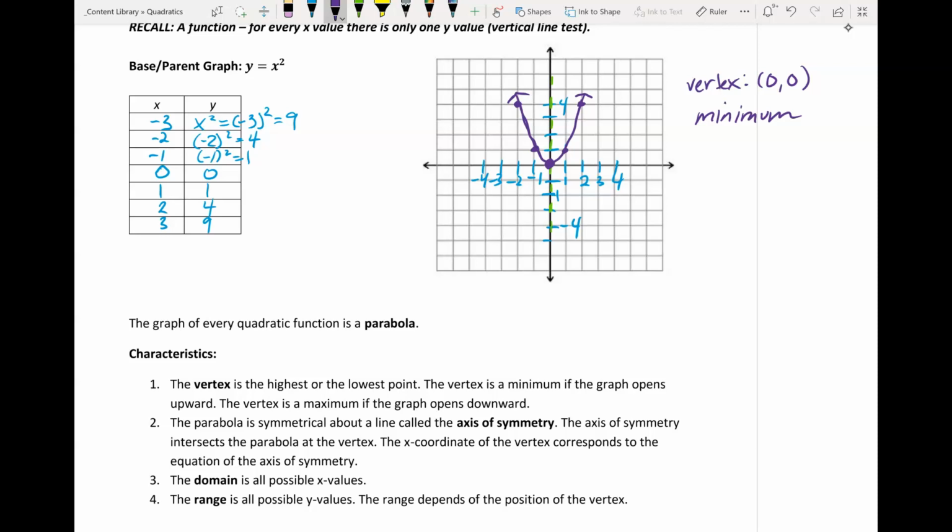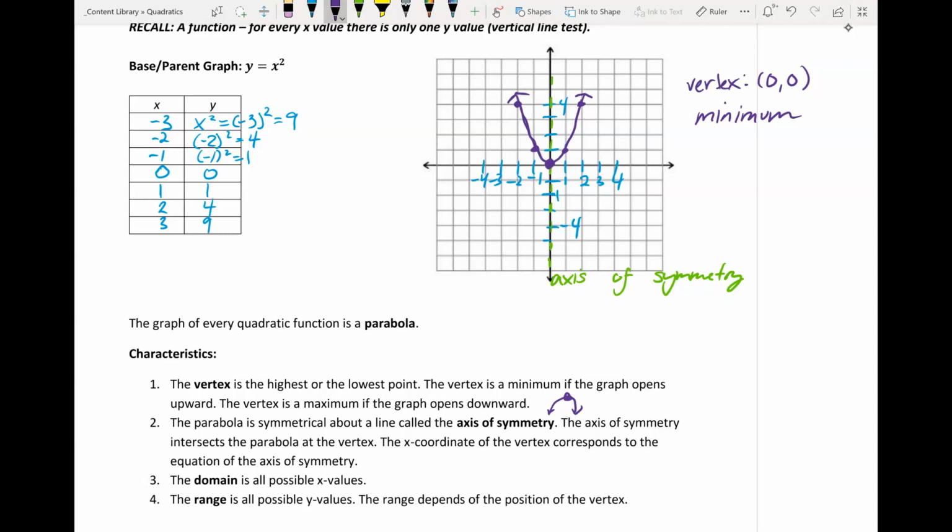Now, if a graph opens downward, it's going to look like this, and that is when you're going to have a maximum, and that is also your vertex. So it's just saying the parabola is symmetrical, and this green line that I just drew is called the axis of symmetry. It's a vertical line that cuts right down your quadratic so that it looks the same on each side.